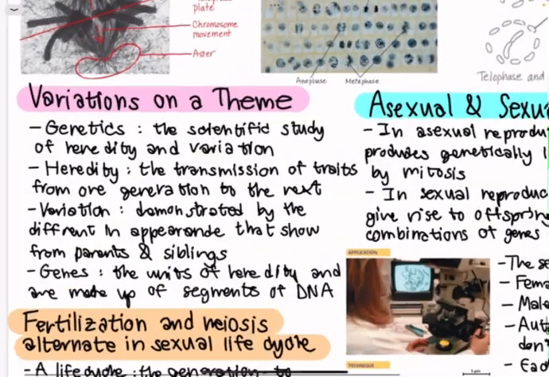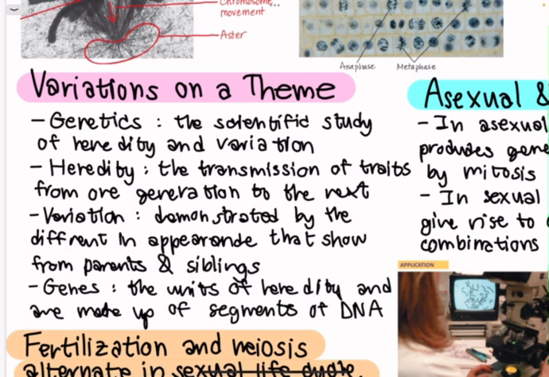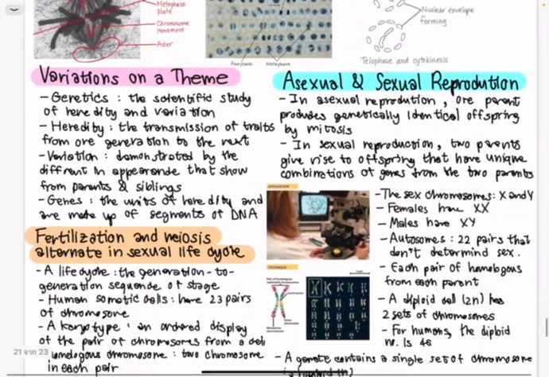Variation on a theme. Genetics is the scientific study of heredity and variation. Heredity is the transmission of traits from one generation to the next. Variation is demonstrated by the differences in appearance between parents and siblings. Genes are the units of heredity and are made up of segments of DNA.